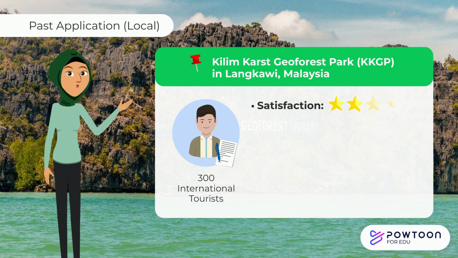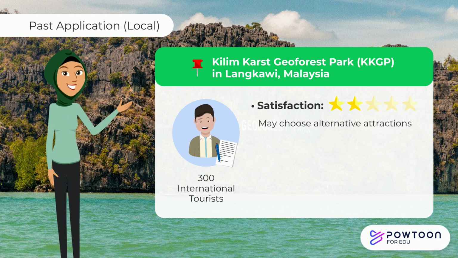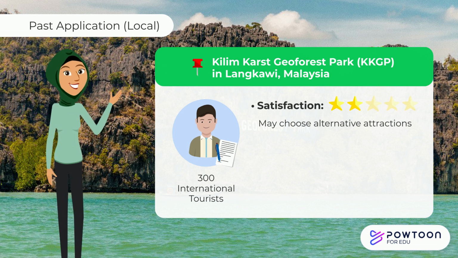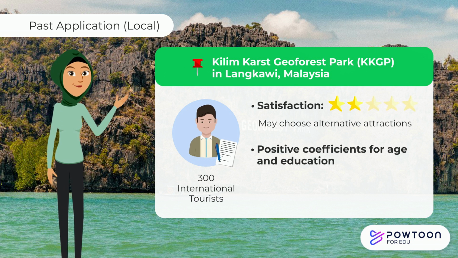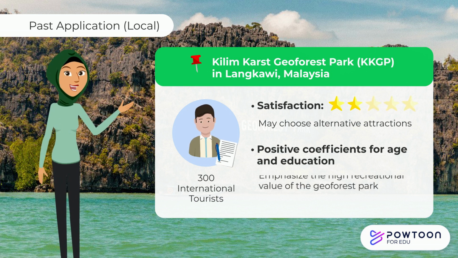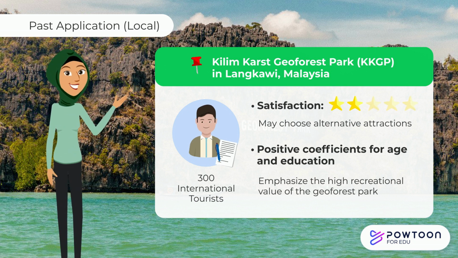Surprisingly, satisfaction had a negative coefficient, suggesting highly satisfied visitors may choose alternative attractions on future trips rather than revisiting KKGP. Positive coefficients for age and education indicate older or educated visitors make more trips. The survey and economic models emphasize the high recreational value of the Geoforest Park, supporting its protection over development.